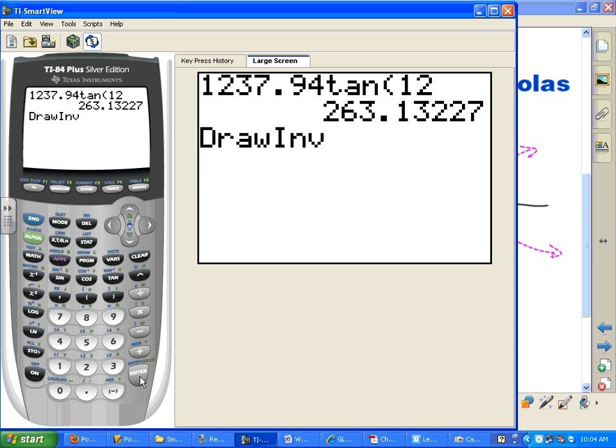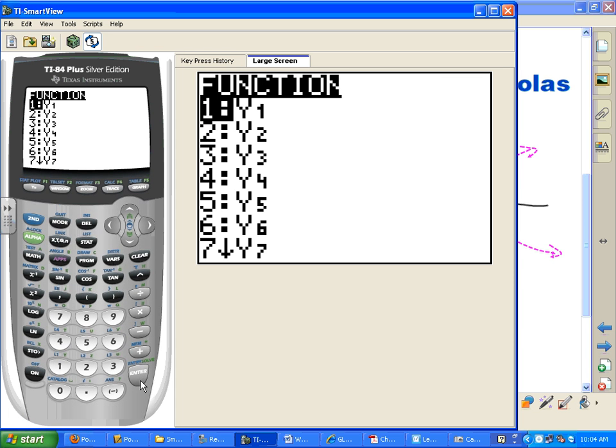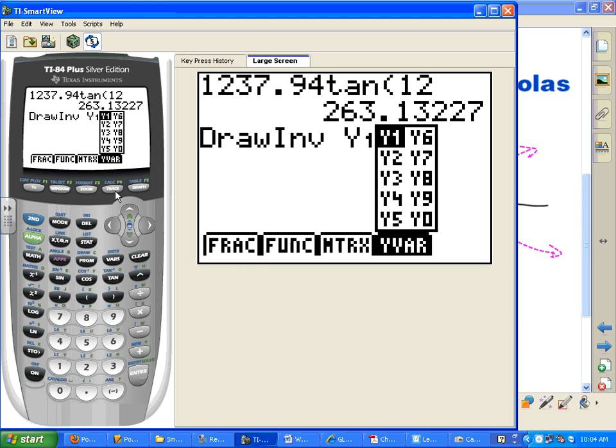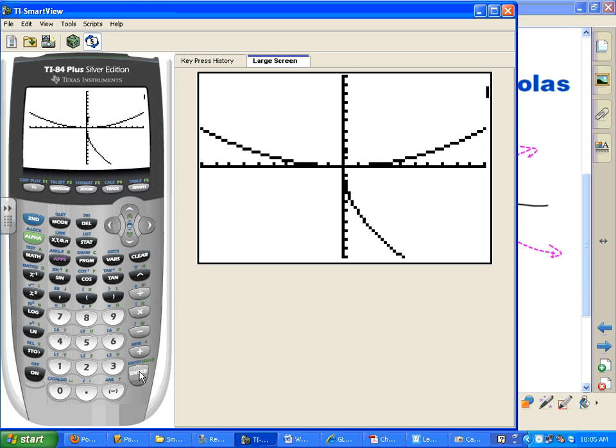Okay, it's Vars, Y-Vars, and Function. Or with the 84, you can just do Alpha and Trace. Okay, and it's there. Vars, Y-Vars, and then Function, or Alpha and Trace. And now, I don't want 2 of them. Now just hit enter, and there's the inverse.